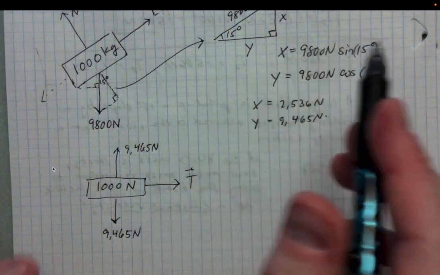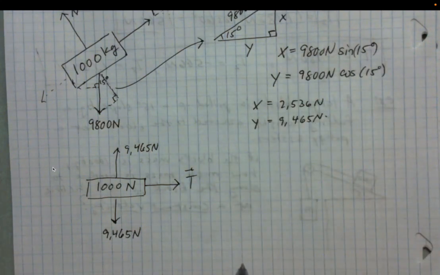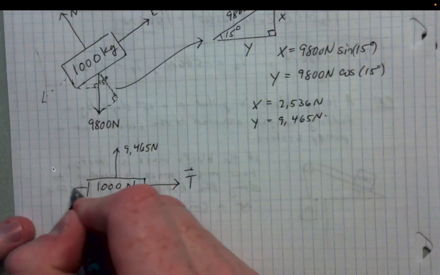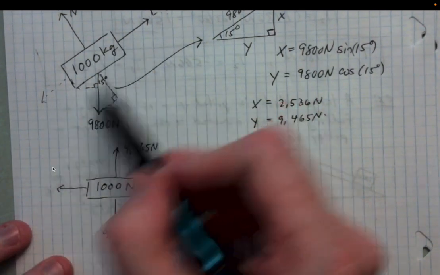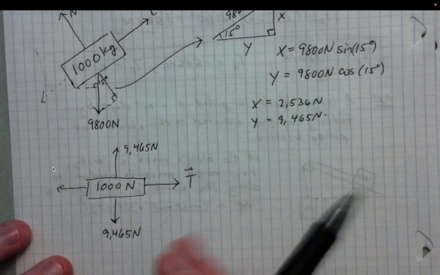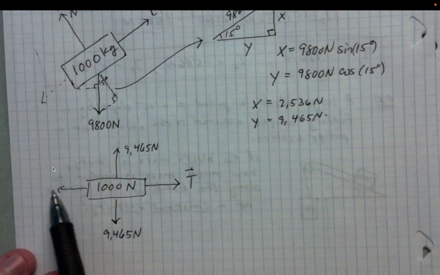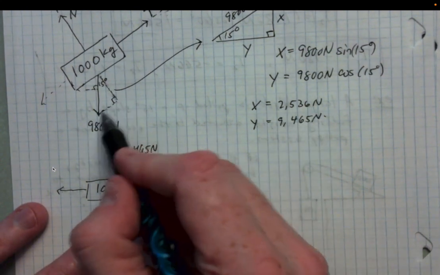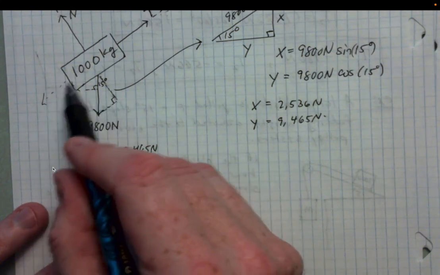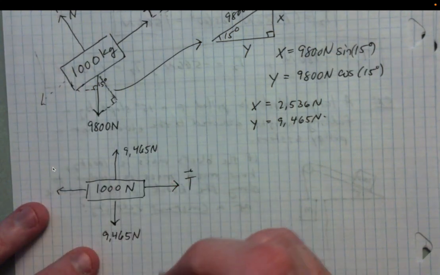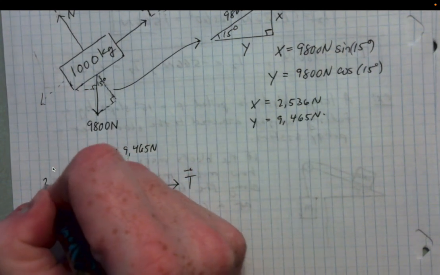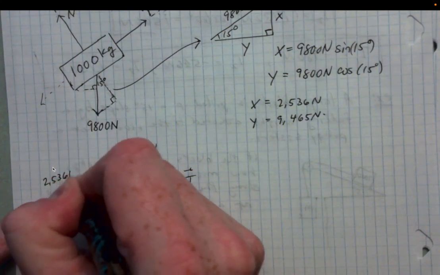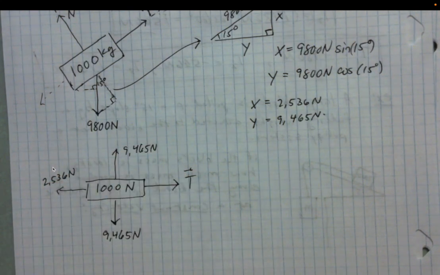And then you've got the tension in the rope, which is unknown. We haven't ventured over to the other body yet. We haven't gone over to the weight yet. And then this piece here that's pulling it down the incline, that force is what? Well, that's this guy here. This leg of the triangle is pulling it like that, and so that's 2,536 newtons. Okay. All right. Very good.